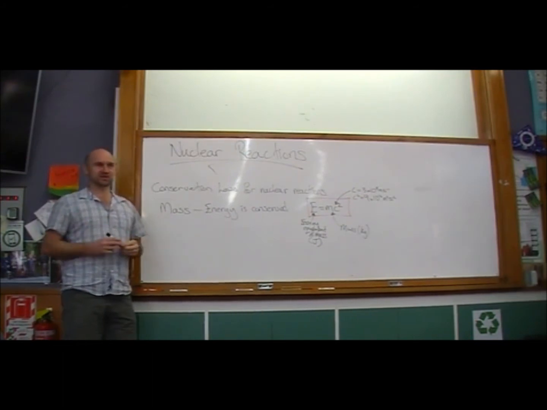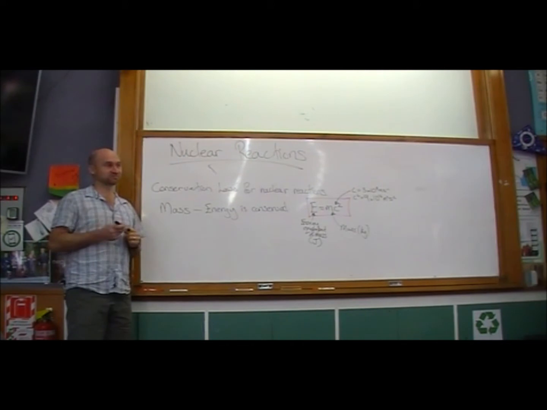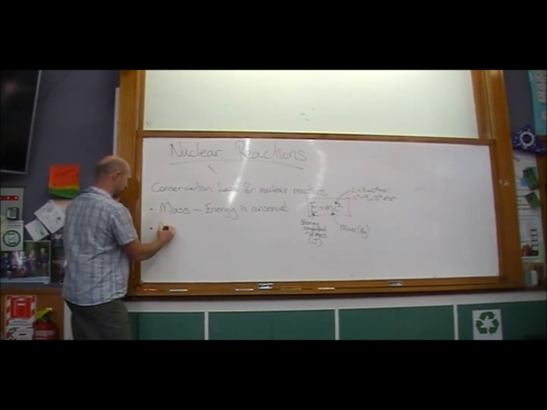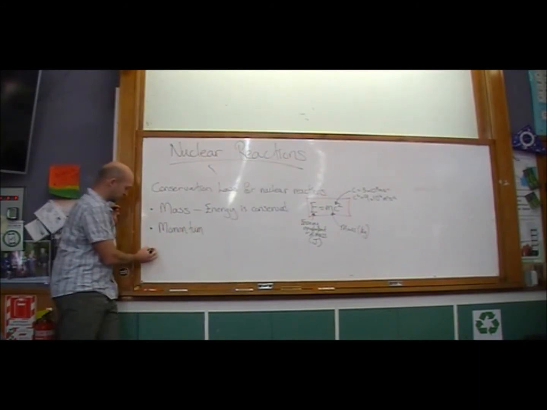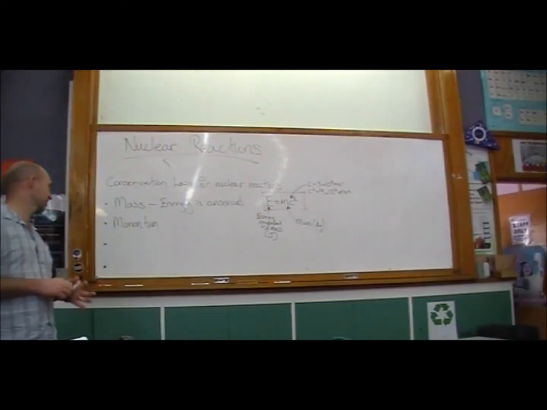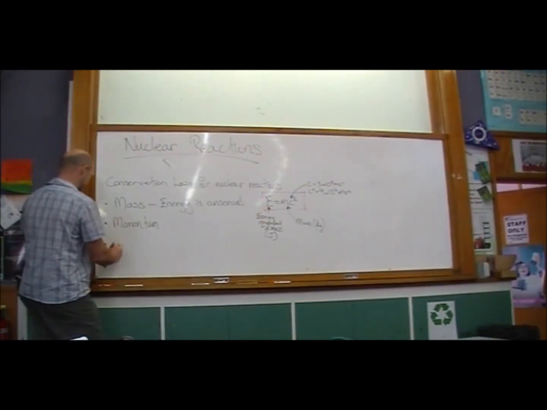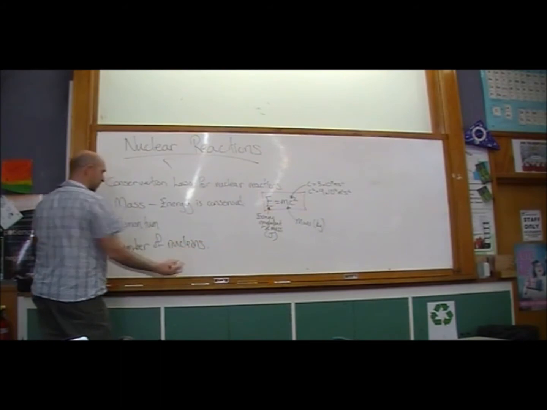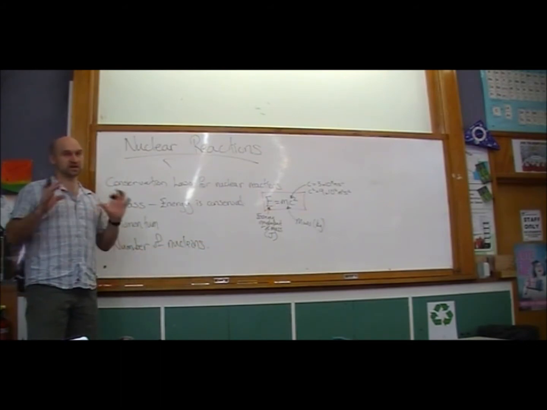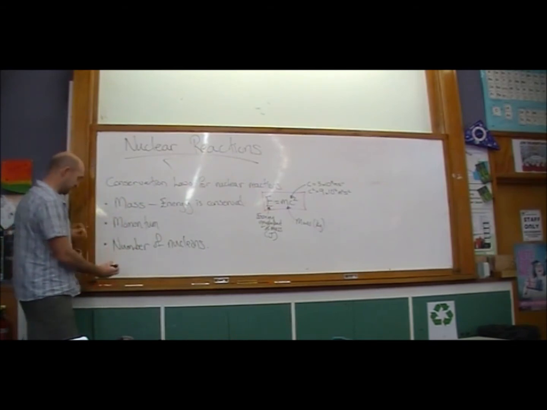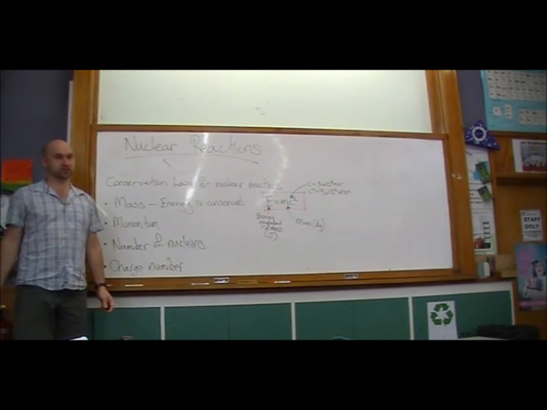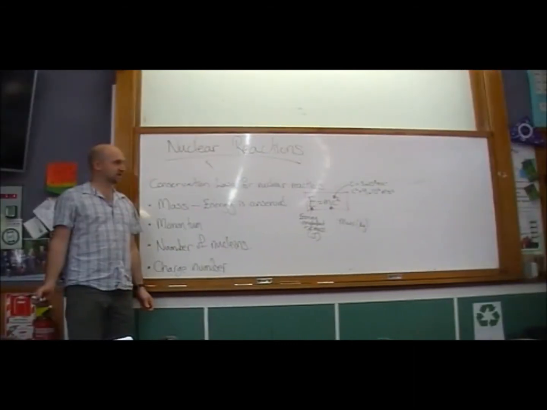Other things that might be conserved in a nuclear reaction. Momentum is always conserved in nuclear reactions. Two more things that we can conserve: number of nucleons. What's a nucleon? A proton or a neutron. So the number of particles stays the same, and charge number is conserved. We can't create charge, we can't destroy charge.